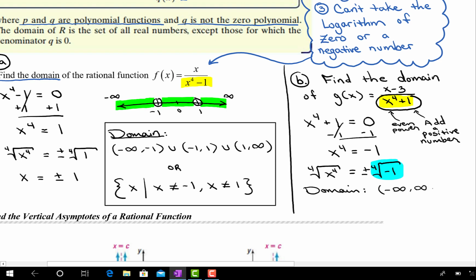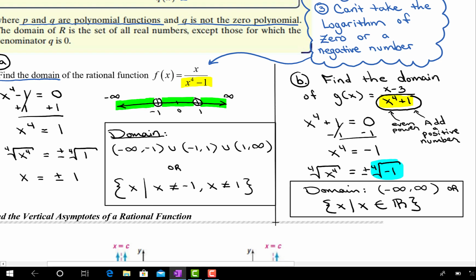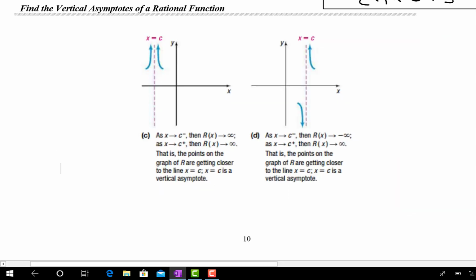So our domain for this is just basically going to be all the reals, all the real numbers. We could write it as the open interval from -infinity to infinity, or the set of all x such that x is an element of the set of real numbers. And that's it. Sometimes you come across problems like this where, yes, you've got a rational function, yes, you have variables in the denominator, but you're still going to have your domain be the set of all real numbers, because no matter what real number you choose, nothing will make that denominator equal 0.